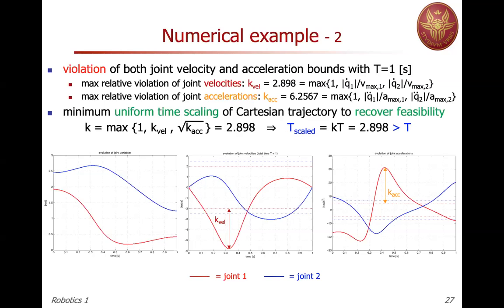So if you do this computation, although the absolute value of k acceleration was larger, if you take the square root, this becomes smaller than the limitation of velocity. So stated in a different way, it's the velocity bounds that is the most stringent one, the most violated relative to their limits. So this computation gives k 2.898. So we have to slow down by a factor of about 3 the motion.